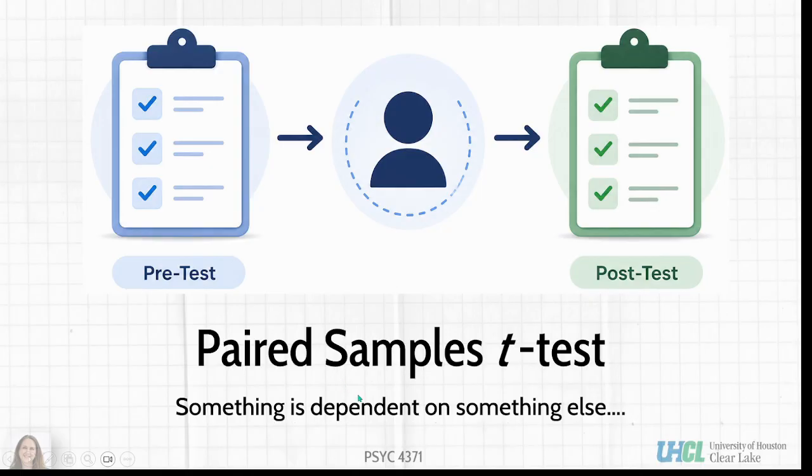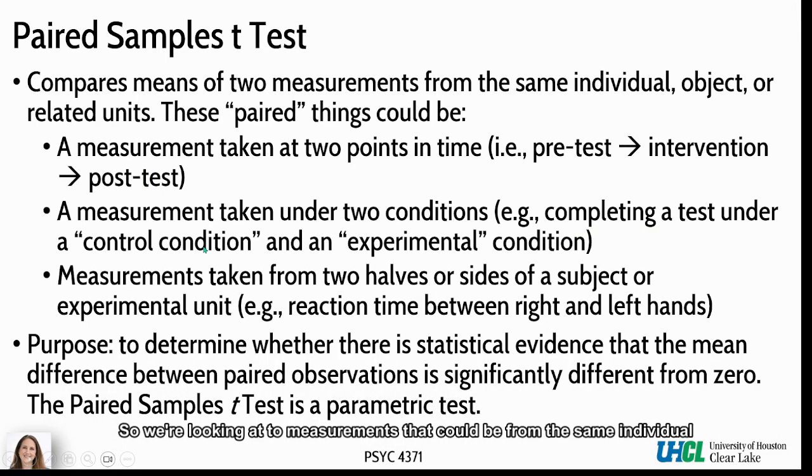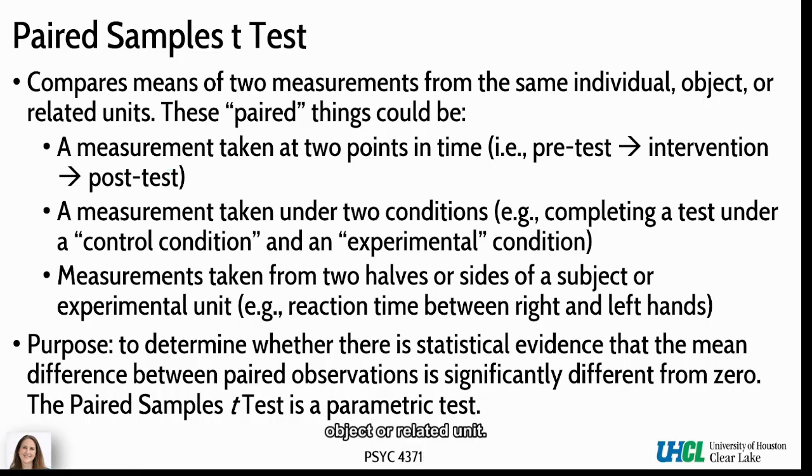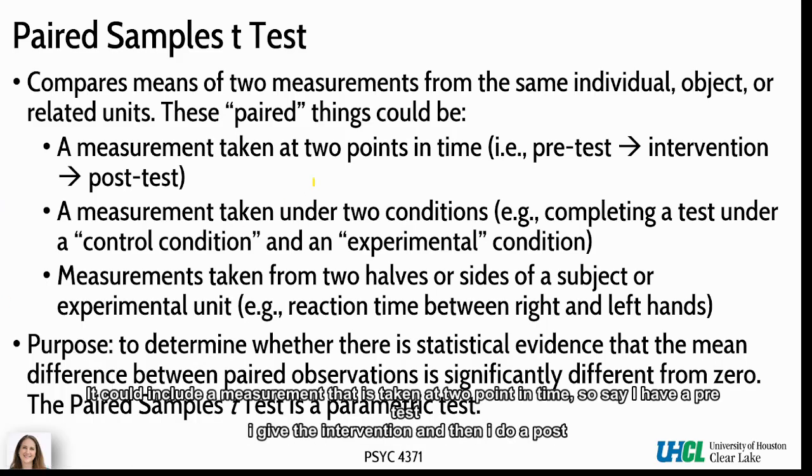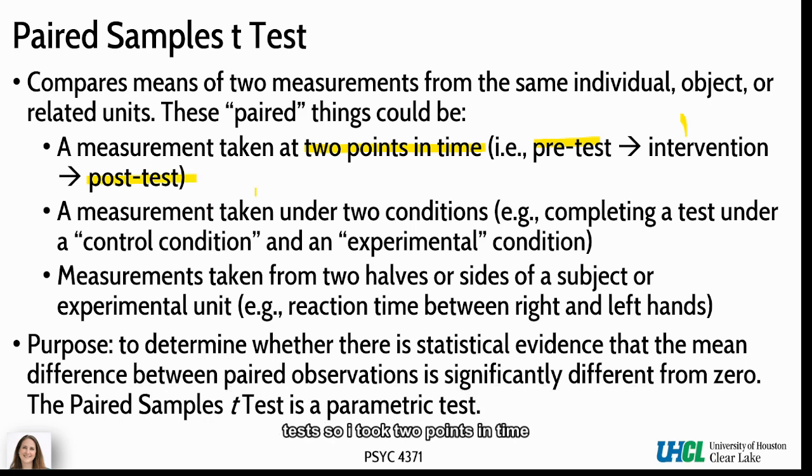Our last one is a paired samples t-test, which is going to correlate to a repeated measures design. So we are looking at 2 measurements that could be from the same individual, object, or related unit. Some examples of paired things could include a measurement that is taken at 2 points in time. So say I have a pre-test, I give the intervention, and then I do a post-test. So I took 2 points in time.